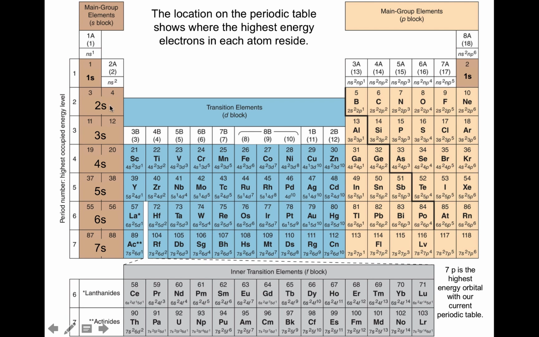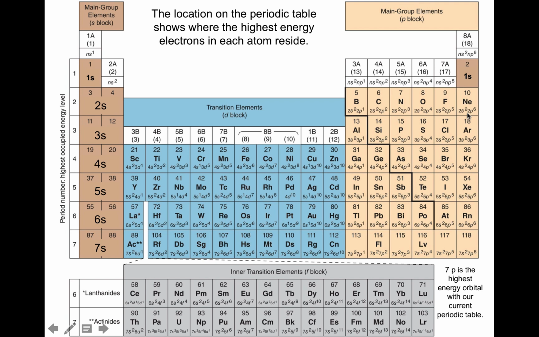You'll notice that it's 2 wide, and if you remember, you can fit a maximum of 2 electrons into any s sublevel. So in the first position here, that means there's 1 electron in the 2s sublevel. This second position means there are 2 electrons in the 2s sublevel.